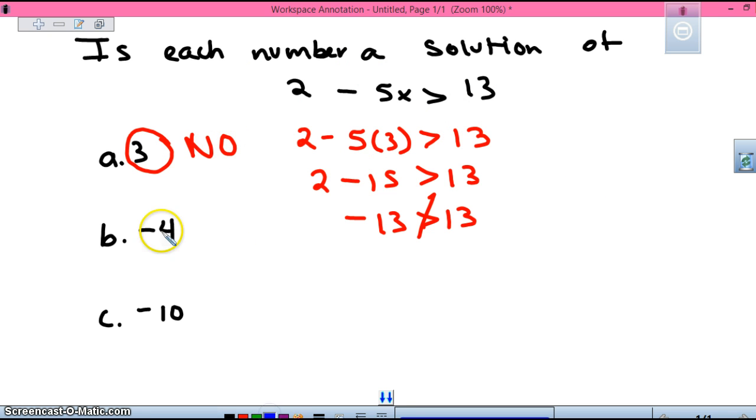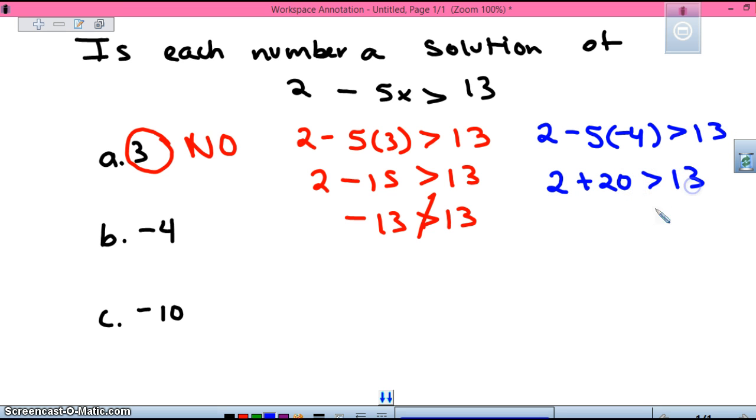So let's check with -4. So if we substitute -4, we would say 2 minus 5 times -4 should be greater than 13. 2 plus 20 is greater than 13. 22 is greater than 13. Is this true? Yes, it is true. -4 makes the inequality true. Therefore, -4 is a solution.